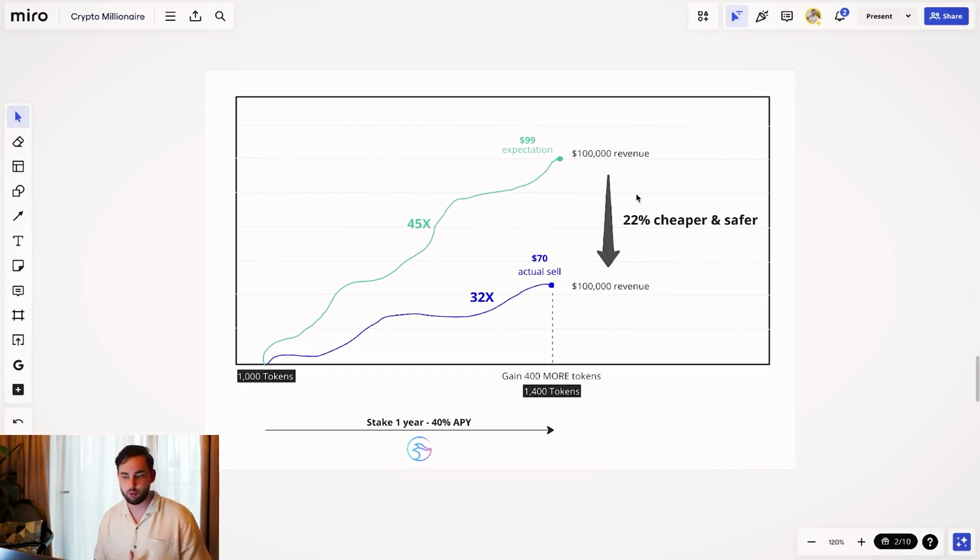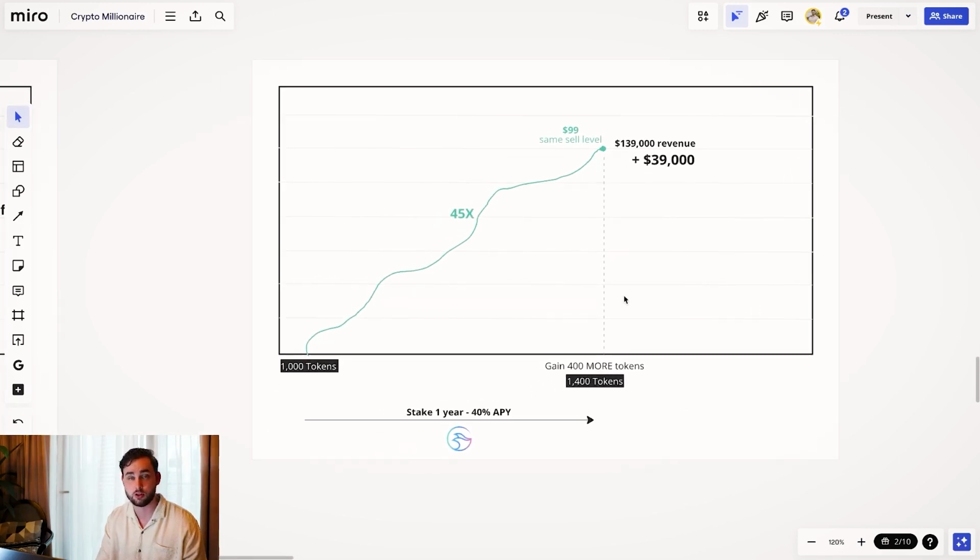As you can see with this example right here, if you staked 1,000 Manta tokens at 40% APY for 12 months, you can reduce your $99 sell level to achieve your goal of $100,000 revenue, down to a 32x or a $70 Manta token, which is substantial. That's 22% cheaper and safer, which is what you want. Or you can do what I'm doing, have a realistic exit level for your altcoins, and while you earn all these passive tokens over time, you just make more money.